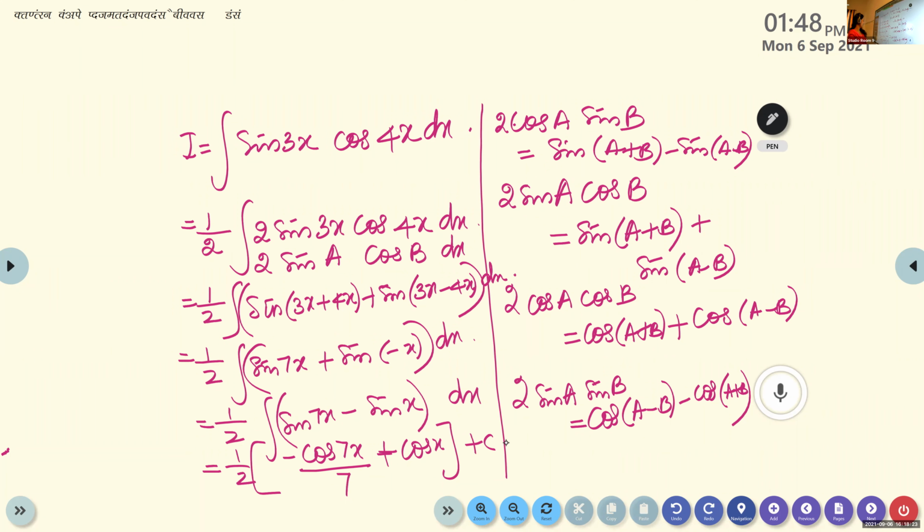Okay. If you want, we can multiply this 1 by 2 inside and simplify, and we can write the answer. Here we use the product to sum formula. We are using product to sum.